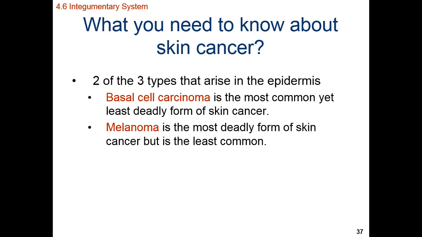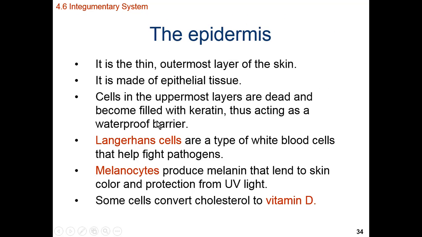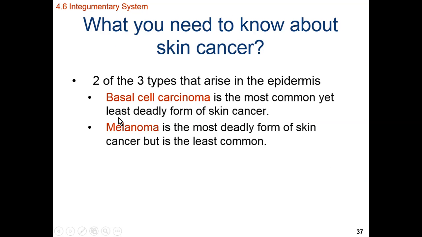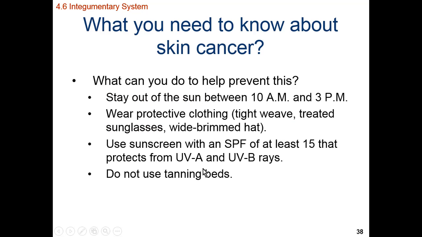Basal cell carcinoma is the most common kind of skin cancer. It arises in the deepest layer of the epidermis, but thankfully it's the least deadly. So it has the highest cure rate, even though it has the highest incident rate. And then we're also going to talk about the deadliest kind of skin cancer, melanoma. If a melanocyte starts to form those tumors, that will be a melanoma, and that melanoma is the deadliest kind of skin cancer. But thankfully, it's the least common kind.